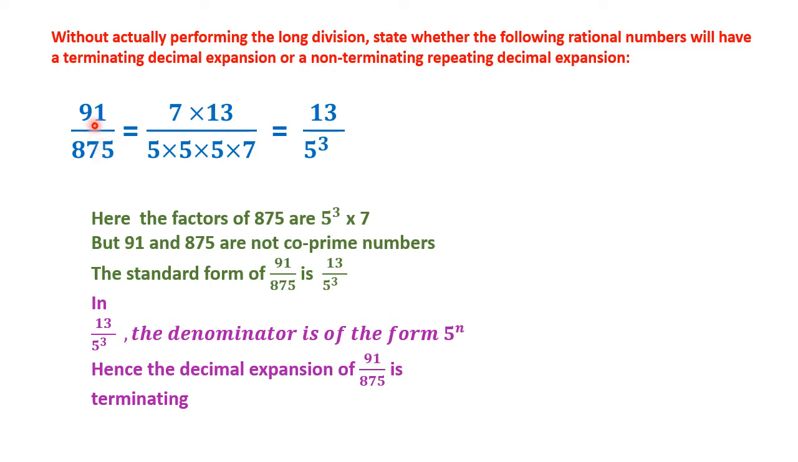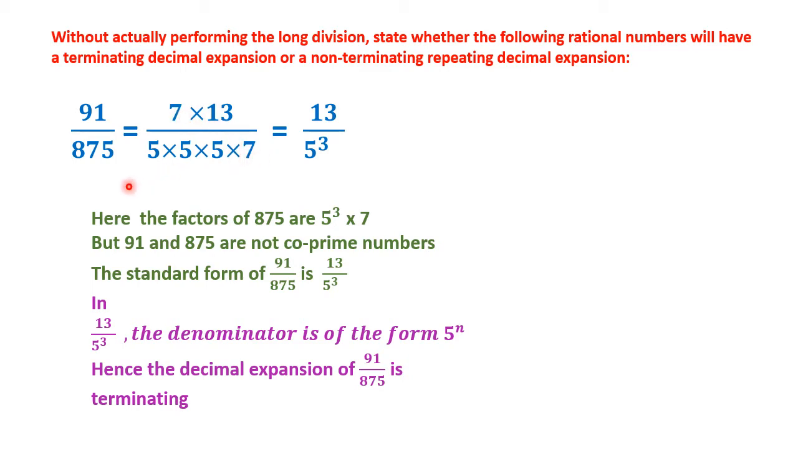You can see that 91 upon 875, when we are doing the prime factorization of the denominator, we are getting 3 5s and 1 7. Similarly, in the numerator, it is the product of 7 and 13. Hence, there is a common factor both in numerator and denominator, that is 7. This common factor will get eliminated.